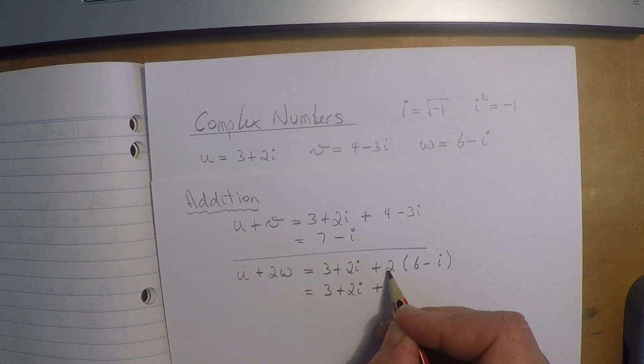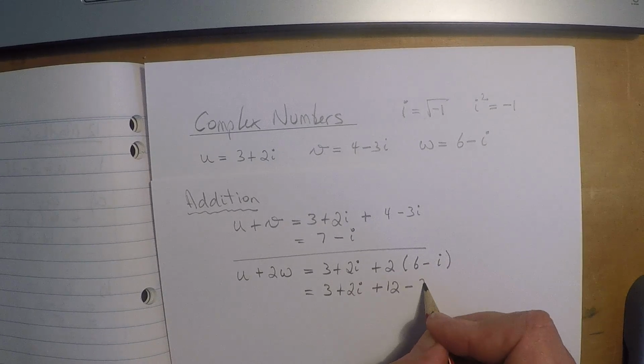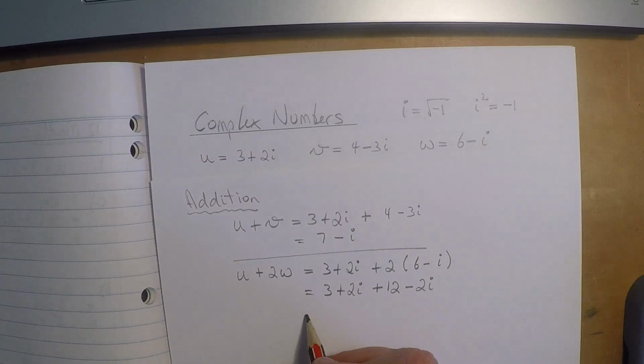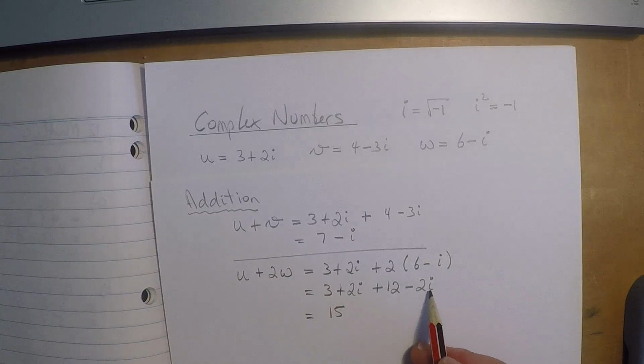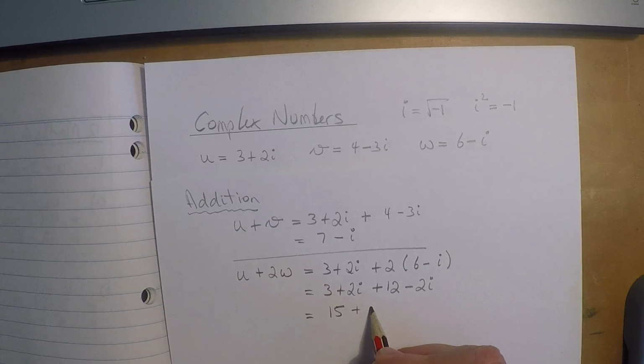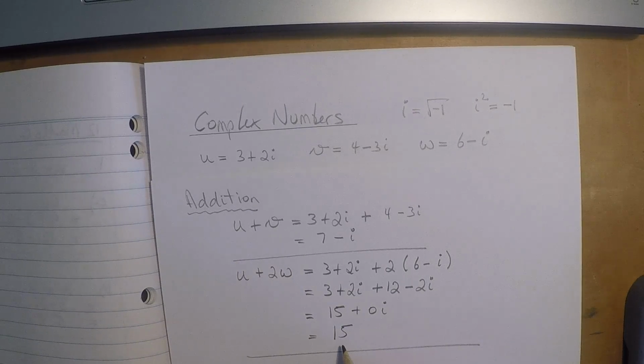Distribute the 2. 2 times 6 is 12. 2 times -i is -2i. 3 plus 12 is 15. That's the real part. 2i minus 2i comes to 0i, which is better off left unsaid. So the answer to this one is just a real number.